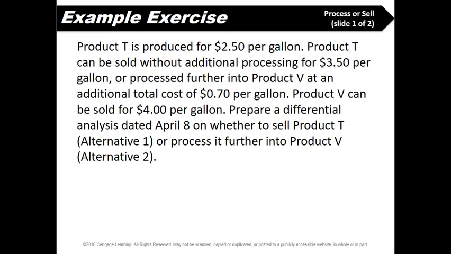This is our example exercise for process or sell. We're going to look at product T, which is produced for 2.50 per gallon and can be sold without any additional processing for 3.50 per gallon. Or we can continue to process this product and create product V, which would have an additional total cost associated with it of 70 cents. Product V can be sold for $4 per gallon. So we're going to prepare a differential analysis on whether or not to sell product T or continue to process it and sell it as product V.